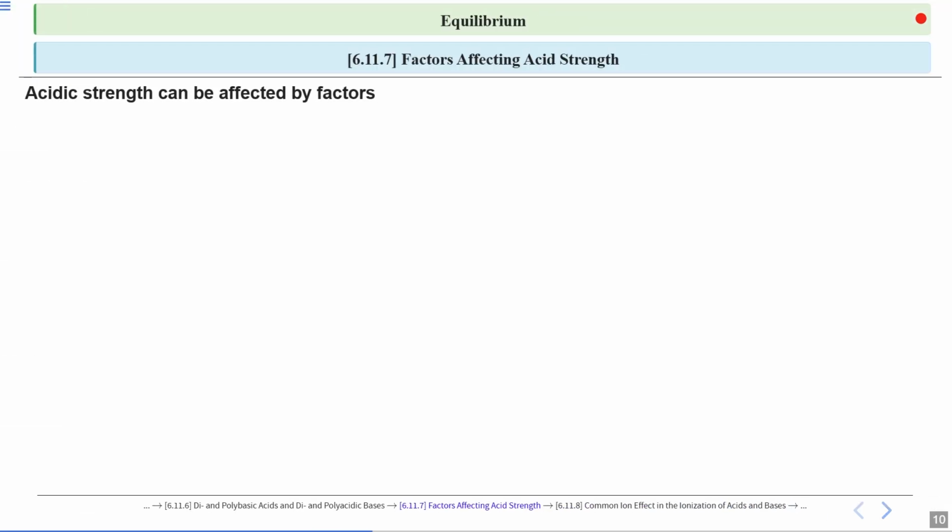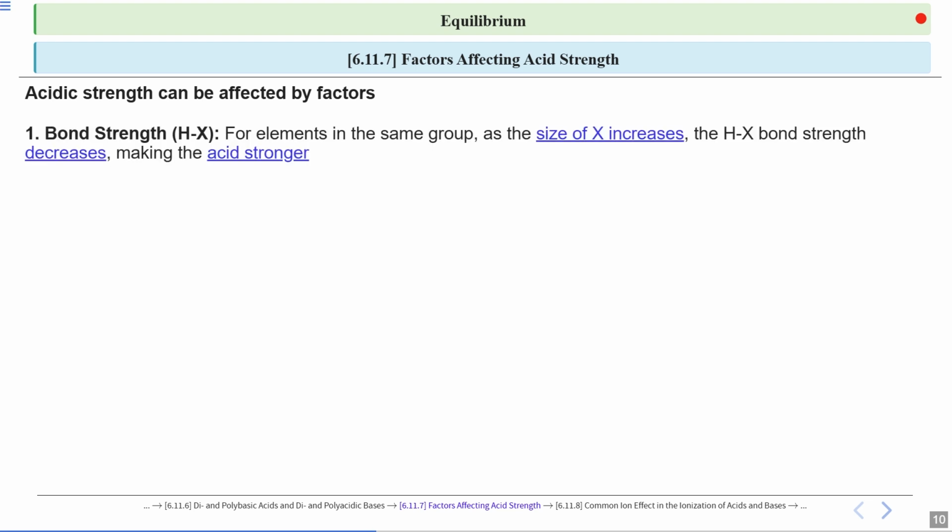Moving on to the factors which affect the acidic strength. So this is also very, very important. The first factor is the bond strength. Suppose your elements belong to the same group and the size of the anion is increasing, meaning the part that will become an ion is increasing in size. In that case, it is seen that the acid becomes stronger and stronger.